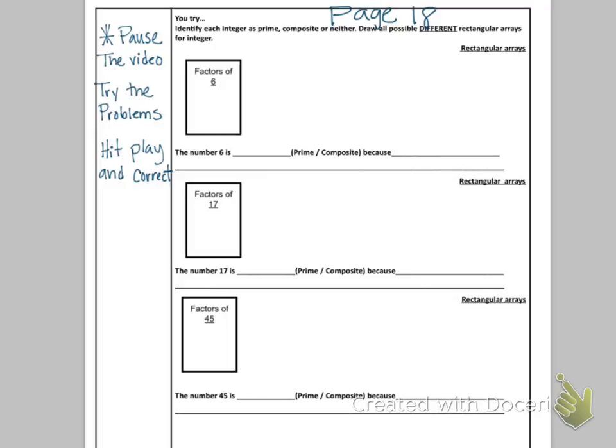Go ahead and turn your notes to page 18. On page 18, here's your set of directions. Listen carefully. In a second, you are going to pause the video. You are going to try the problems on this page. Once they are completed, hit play and make sure they are correct. Pause the video now and complete the 3 problems. Let's take a look at your work.